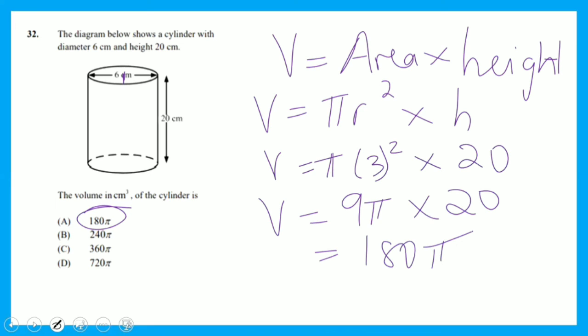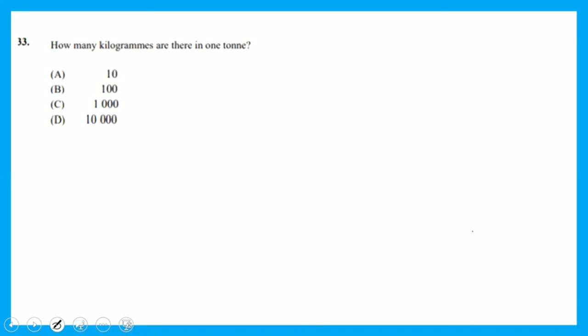Very simple. So in this case, you would have needed to know the formula for volume, and also you would have needed to know the fact that half the length of the diameter is equal to the length of the radius. And number 33, it's just a question of knowledge. How many kilograms are there in 1 ton? And that's simply going to be 1,000 kilograms. So I hope you would have just known that off the top of your head.